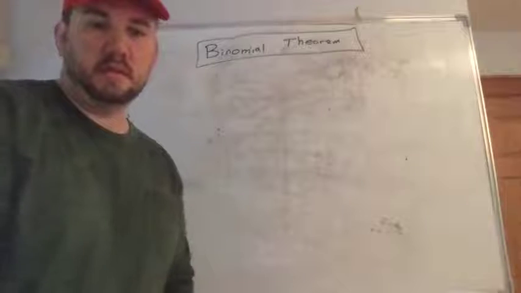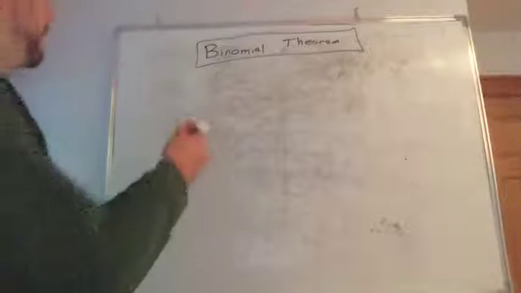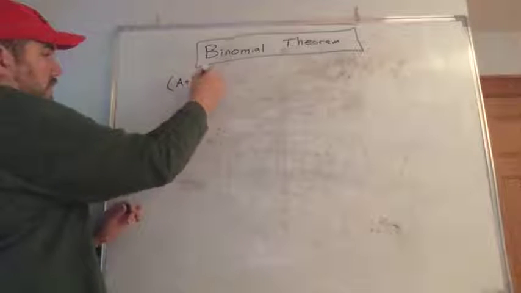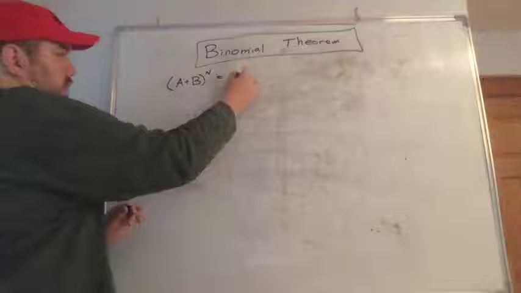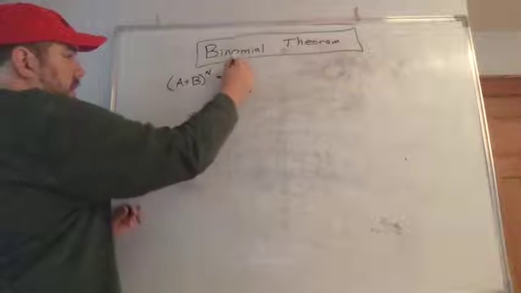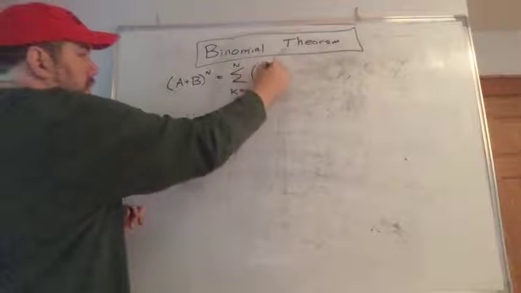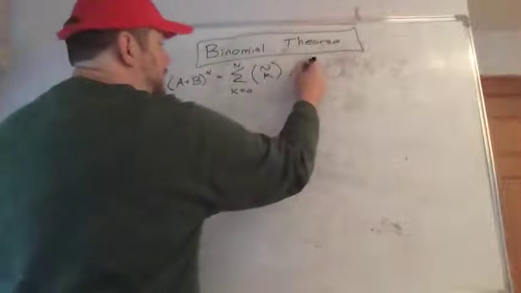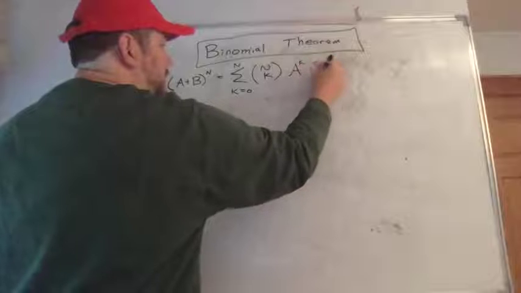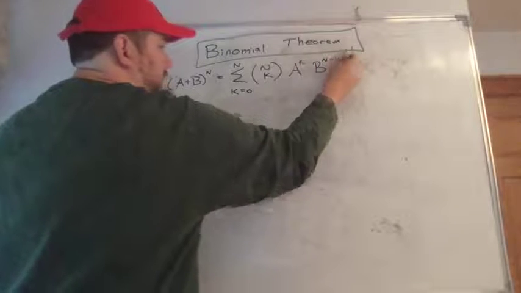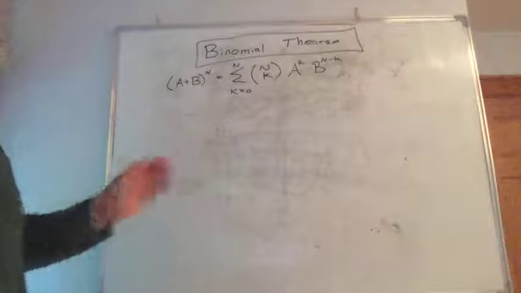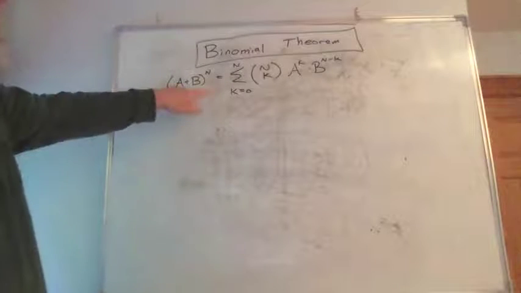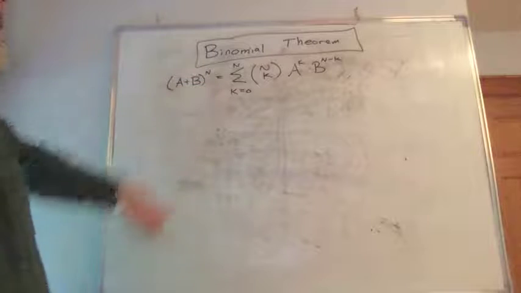Okay, so let's assume that we have the binomial theorem. Let's assume that we know that (a plus b) to the n is equal to the sum from k equals 0 to n of n choose k, a to the k times b to the n minus k. And this is something we have for sure, 100%. Remember this and hold on to it because we're going to use it.